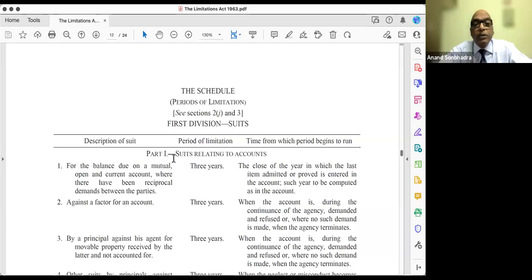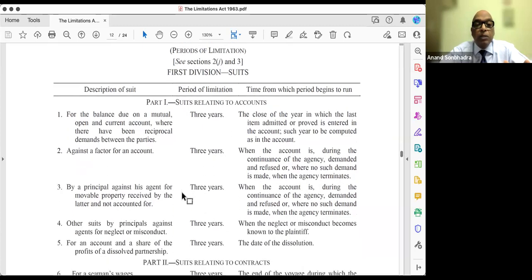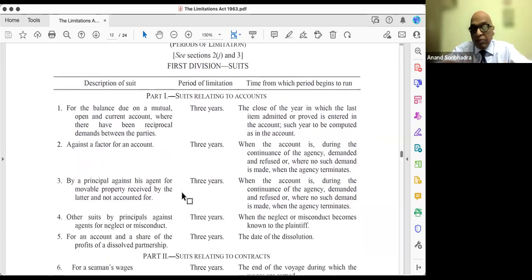So this is the schedule, period of limitation. The first division deals with suits, and then further there are parts. The first part relates to, I'm going to read some of them just to discuss what are the items covered here, what is the period that is mentioned, and the time from which the period begins to run. So the first part in the first division deals with suits relating to accounts.